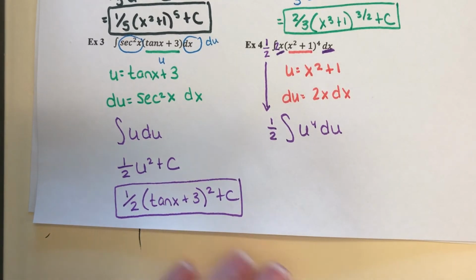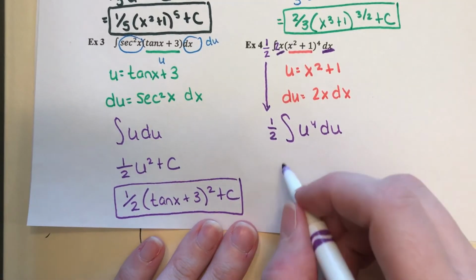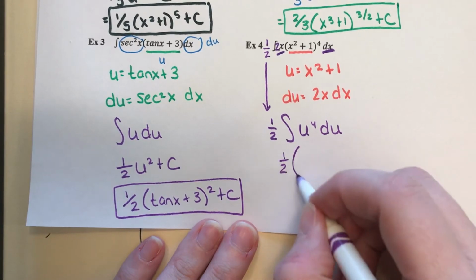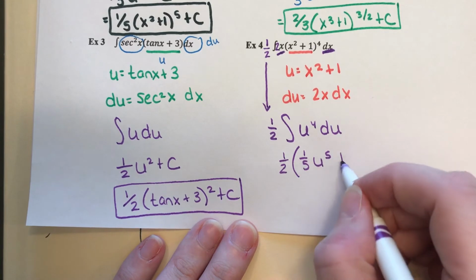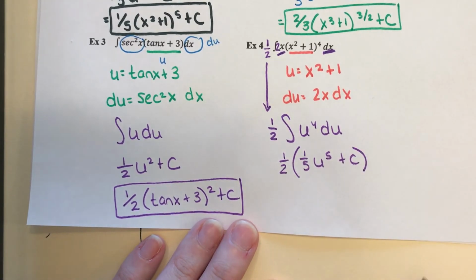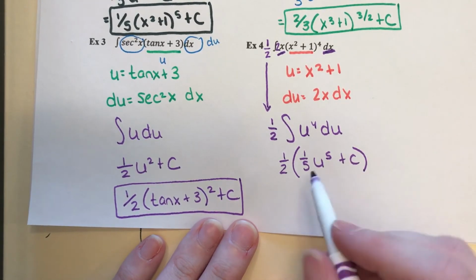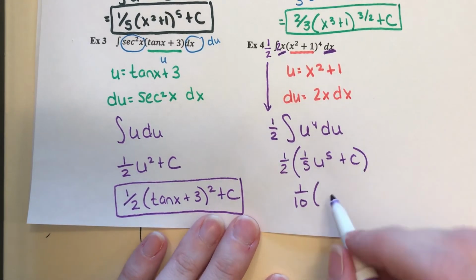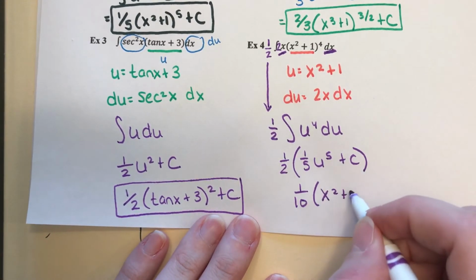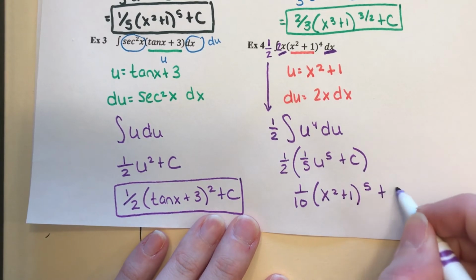Okay, so now I'm ready to take my integral. I'm just going to keep bringing down this 1/2. So the integral of u to the 4th is 1/5 u to the 5th plus c. And if you want, you can multiply these two together. That's 1/10. And I have to remember to plug back in for u, so x squared plus 1 to the 5th plus c.